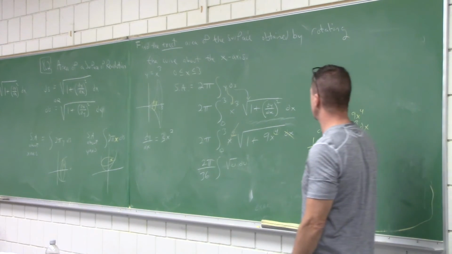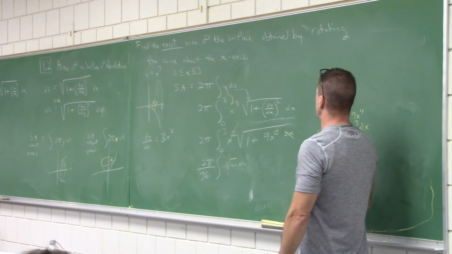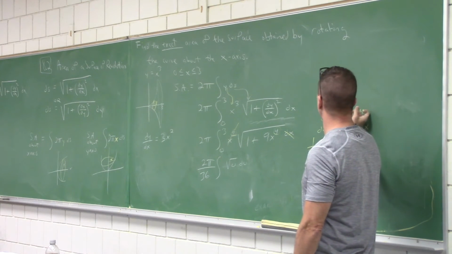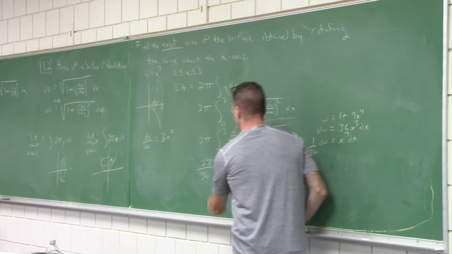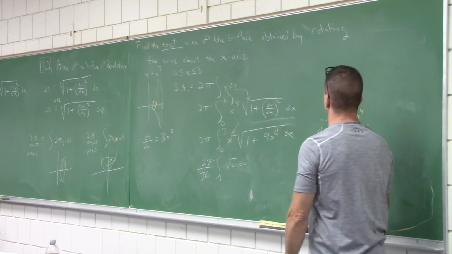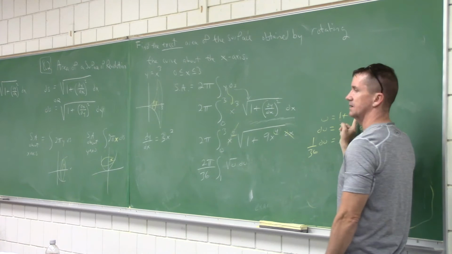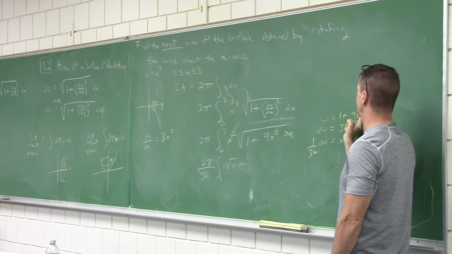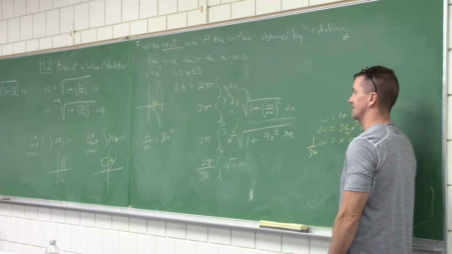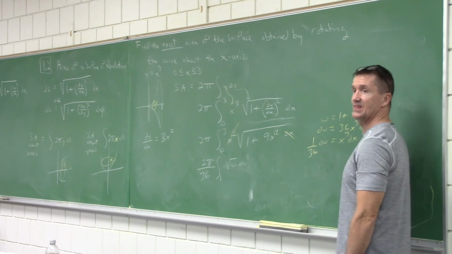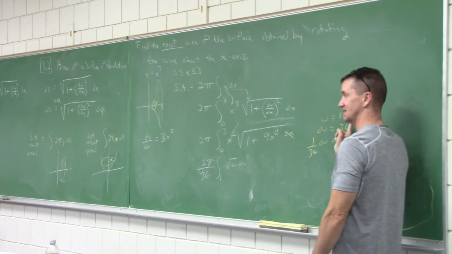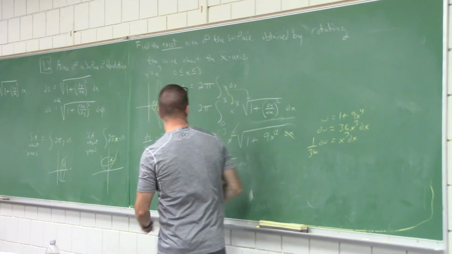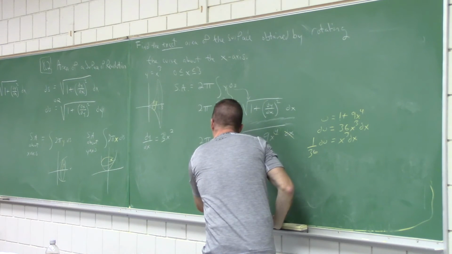Do you want to change the limits? Let's do it. What's 1 plus 9 times 0 to the 4? 1. Feel free to pull out a calculator, it's going to get big. What's 3 to the 4th times 9, add a 1? 730. Everyone see that? This is when it got gigantic.